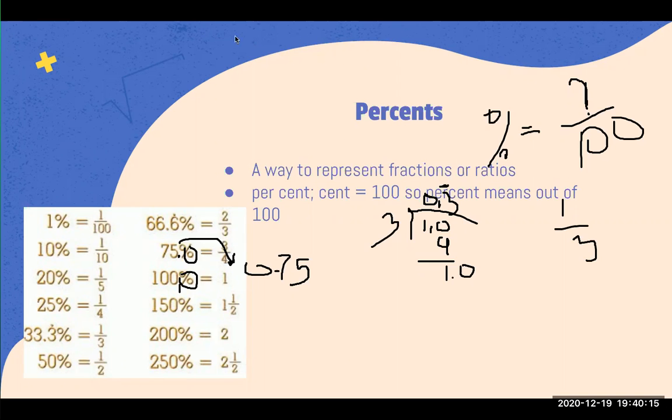Wait, but is it 0.3333? 0.333 isn't equal to 33.3, is it? Yeah, it's equal to 33.3%.